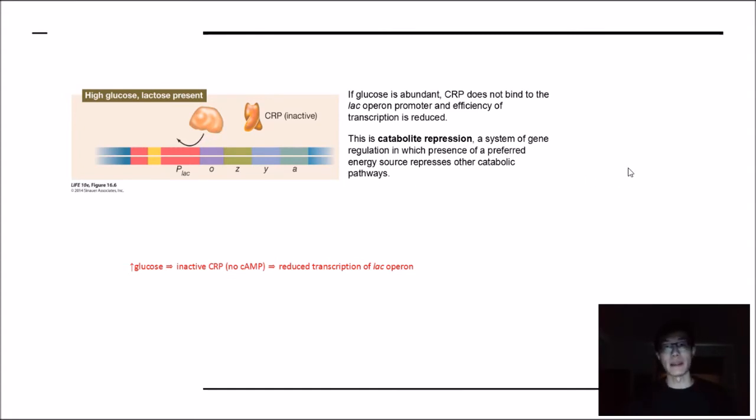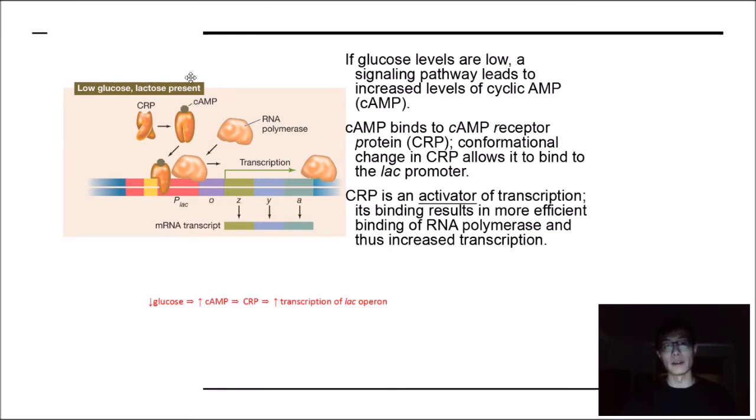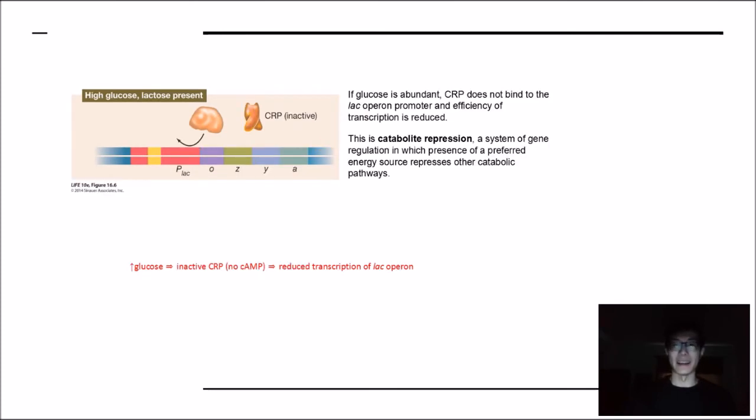This is known as catabolite repression, which is a system of gene regulation in which the presence of a preferred energy source represses other catabolic pathways. So again, this is a situation with high glucose and lower lactose, whereas in this instance, it's lower glucose and high lactose. So depending on the concentrations of external nutrients, like glucose or lactose, the cell might be using different methods to allow itself to gain energy. So that's basically it when it comes to operons and regulation.